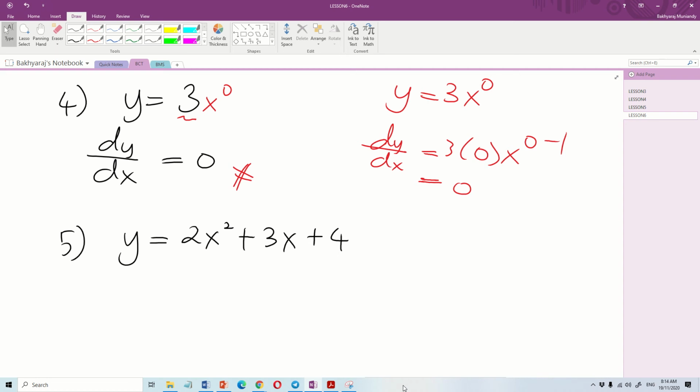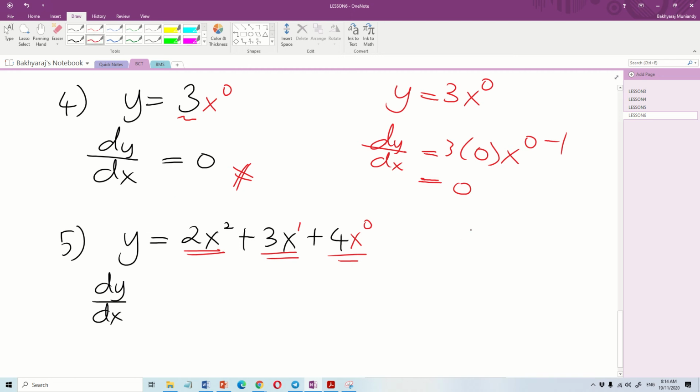Okay, let me check the answers. Macam mana jawapan ni? First, what is the power of 3x? Apa power dia? Ini jadi 1. Okay, what about here? x power of 0, right? Okay, so dy/dx adalah sama dengan, you need to do one by one. So kena buat satu-satu lah. So we have to do 3 times.